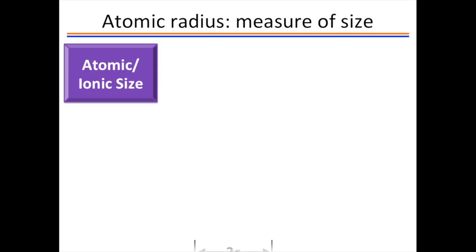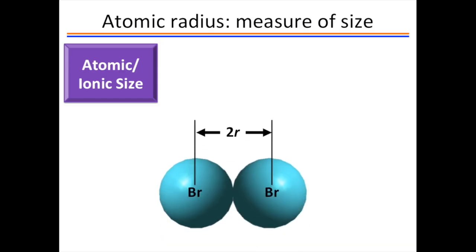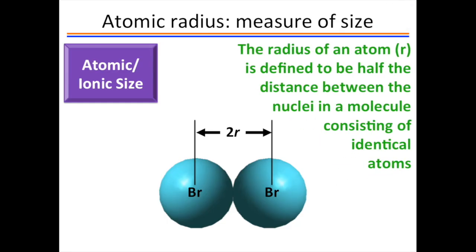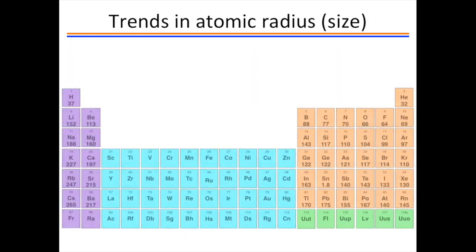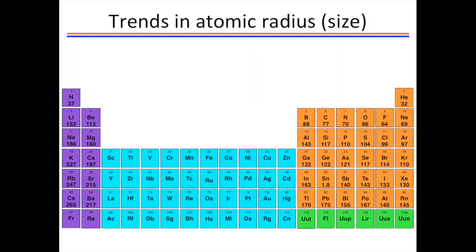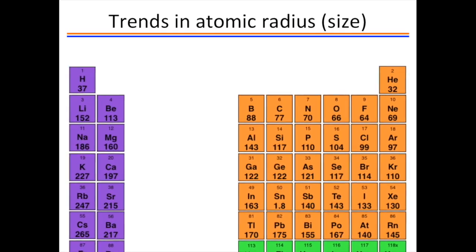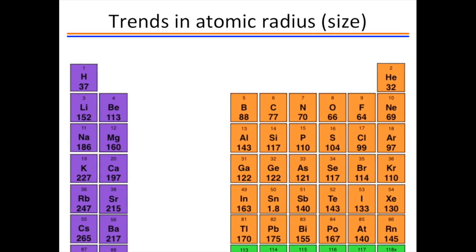If we continue to think of our atom as a sphere, then the natural measure is its radius. Specifically, we measure the bond length and then define the radius to be half the bond length. For bromine, the bond length is 228 picometers, and so the radius is 114 picometers. We can look at the atomic radii of all the atoms in the periodic table. We will exclude the transition metals and focus on the main group elements.